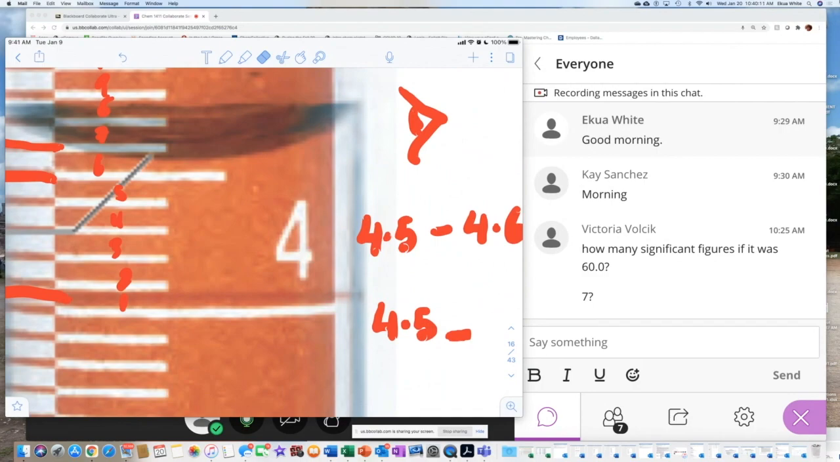So the goal is not for you to copy somebody else's number. Tell me what you see. If you were to report this, what would you report? I'm trying to figure out what number I should write here. What do y'all think?